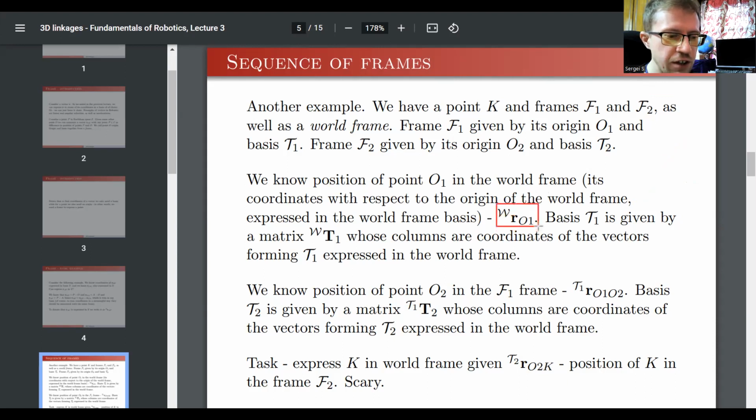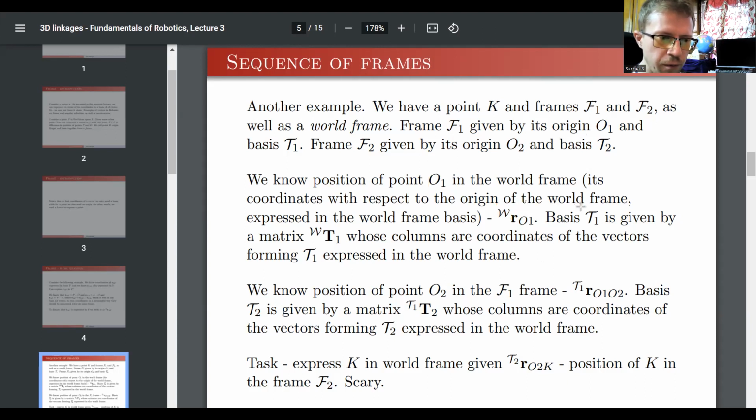And here is a vector that expresses position of O1. So notice it is a vector R. Subscript O1 refers to this point O1. I didn't name the origin of the world frame, so I don't put it in the subscript. In the upper script, we have omega, which is world. Okay.